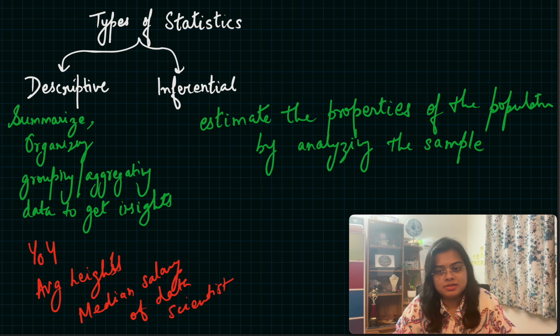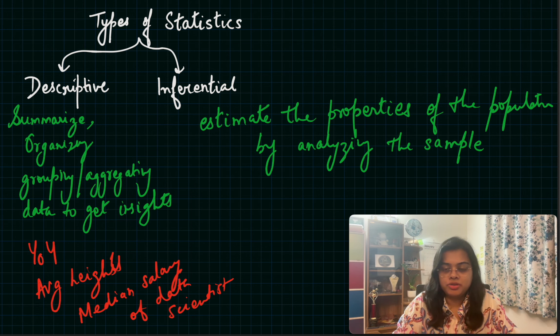So in these cases, since we do not have access to the entire population, we take a sample, and there are sampling techniques which help us understand that if this is the property of the sample, then I can estimate the property of the population by analyzing this sample.